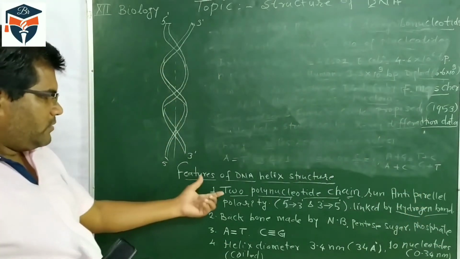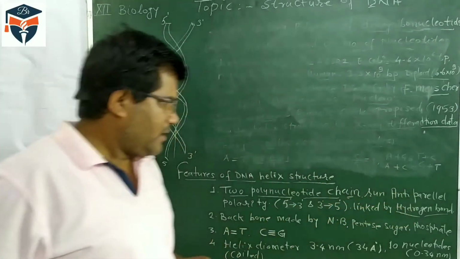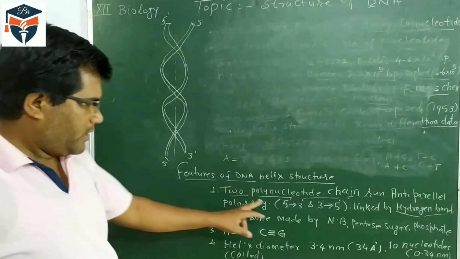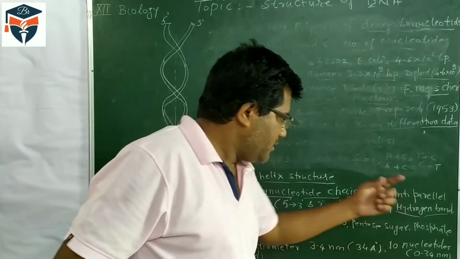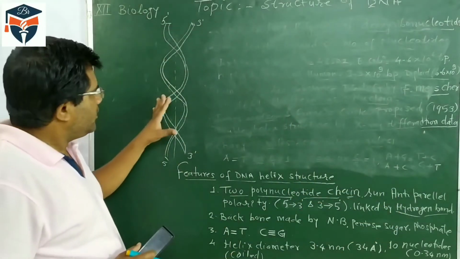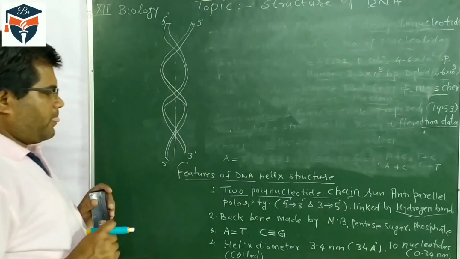So the first point: two polynucleotide chains run anti-parallel to each other and have polarity 5' to 3' and 3' to 5'. And third, the two polynucleotide chains are connected with hydrogen bonds.